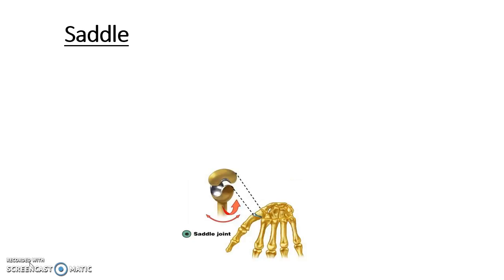A saddle joint is a joint with shaped articular surfaces, one convex in one direction and concave in another. The range of movement is in all directions except axial rotation.